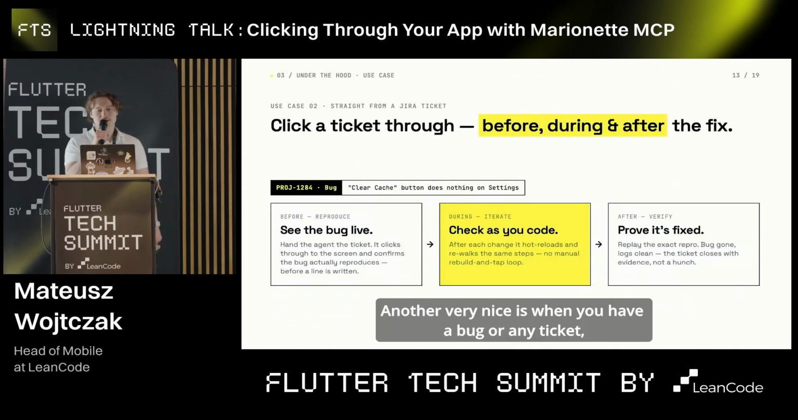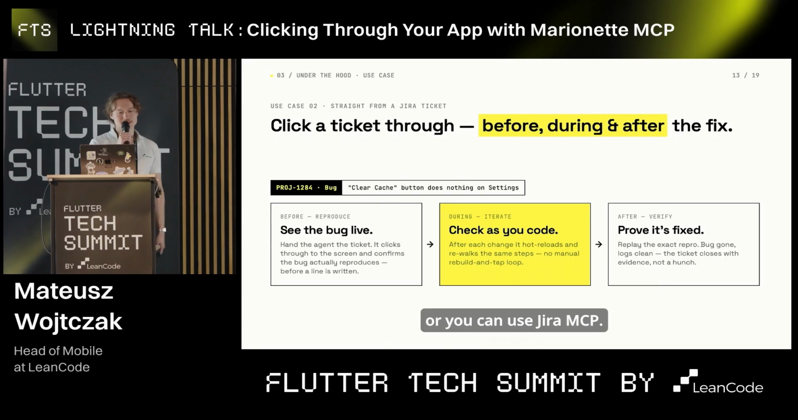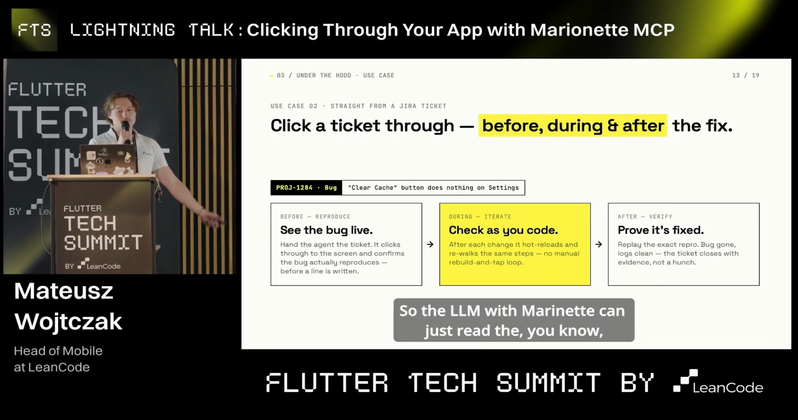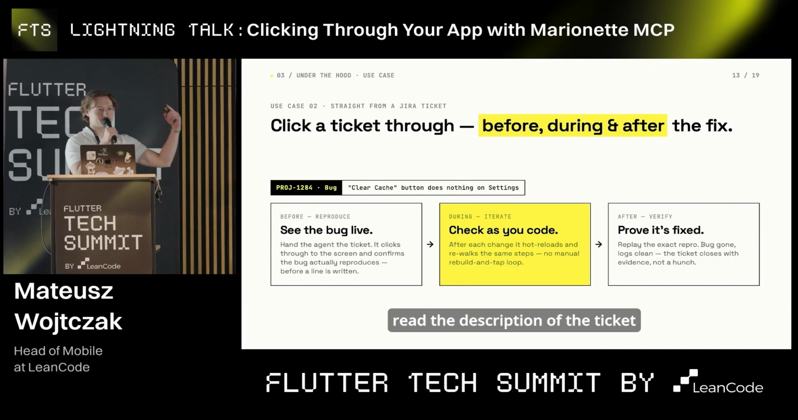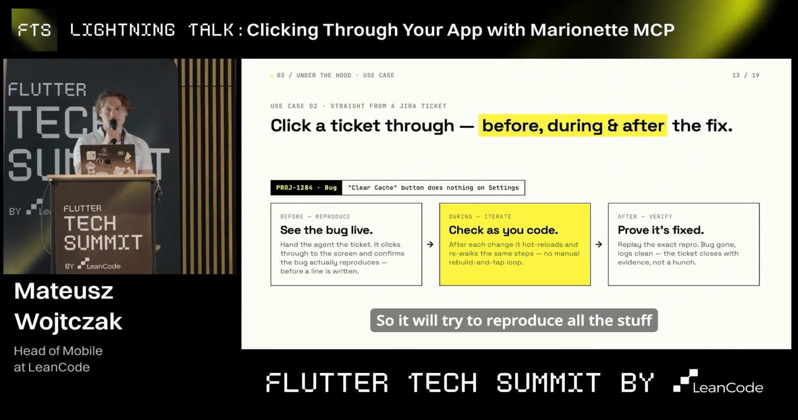Another very nice one is when you have a bug or any ticket, for example from Jira. You can paste it or you can use Jira MCP. So the LLM with Marionette can just read the description of the ticket and actually reproduce it for you. It will try to reproduce all the stuff, because if a QA engineer as a human could do that, then probably it can do the same. And just iterate and check if it's fixed. So fix the code, verify the repro again, prove it's fixed.